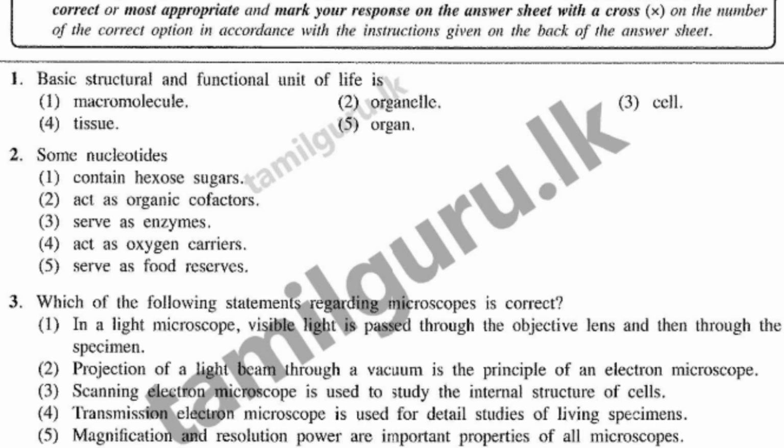Fourth statement, transmission electron microscope is used for detailed studying of living specimens. That is wrong. Transmission electron microscope is for non-living specimens. Fifth one is the answer. Magnification and resolution power are important properties of all microscopes. That is correct. So even if it's a light microscope or an electron microscope, the magnification and resolution power are important properties. That is the answer.